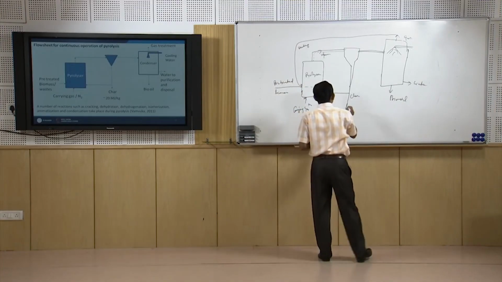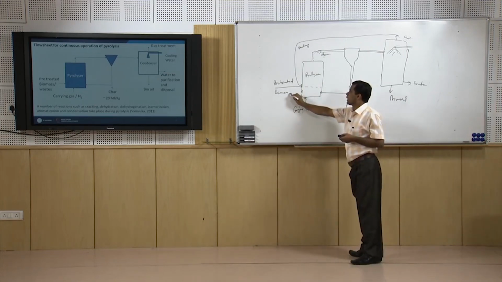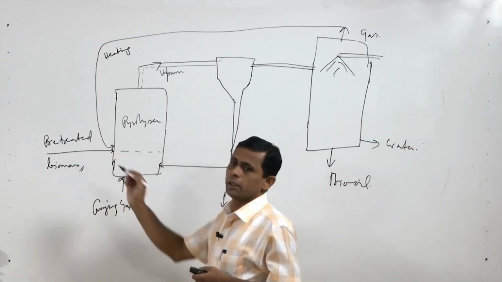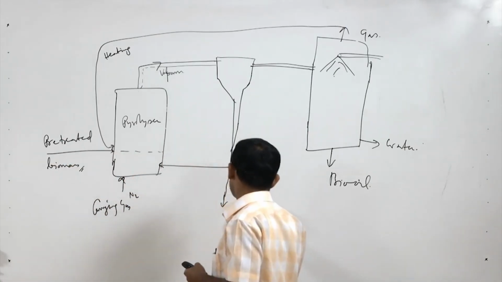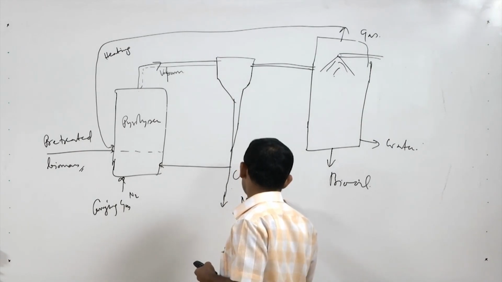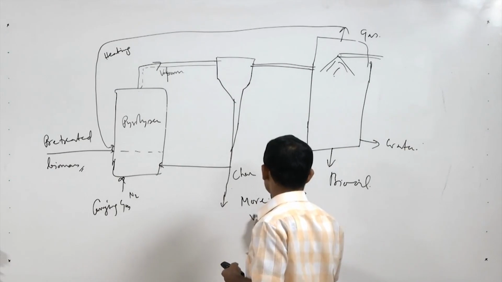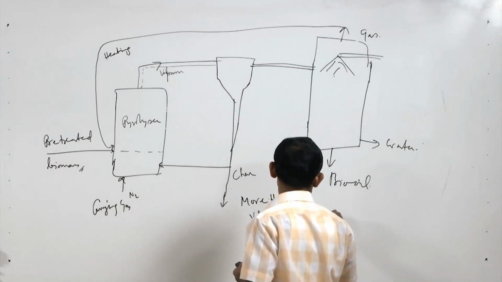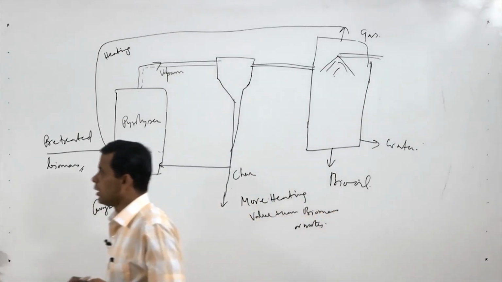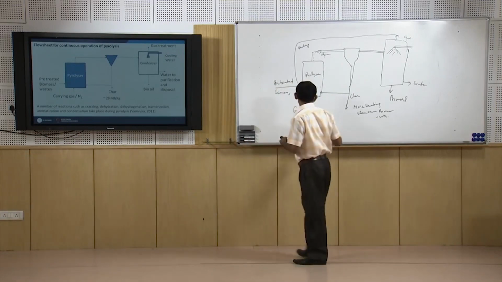Now, the char which we are getting in this case, and the biomass and waste which we are feeding here, will have different heating values. The char will have a higher heating value than that of the biomass or waste or any other feedstocks. So, this is the flow sheet of the pyrolysis process.